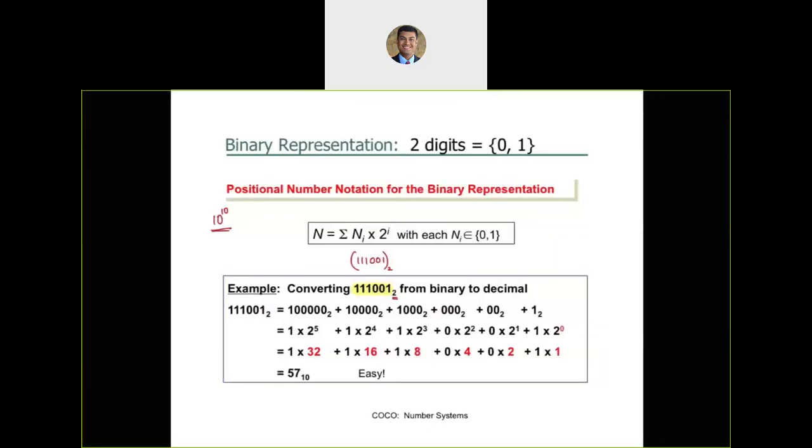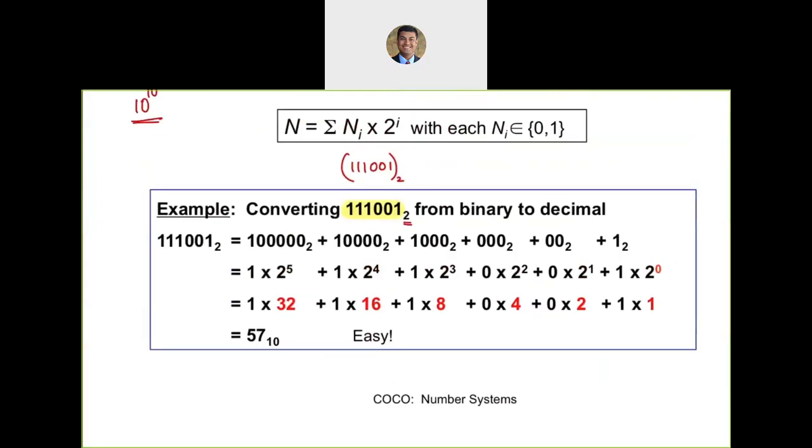Let's move on. Now, coming back to this example where we are trying to convert a binary number, it does look like it's binary because it is zeros and ones. There's no two in this number, 111001. So it belongs to the binary number system. We are trying to convert this binary number to the decimal number system. All we have to do is use positional significance. So take this one, multiply it with 2 raised to 0. Take this 0, multiply it with 2 raised to 1. 0 again, multiply with 2 raised to 2. 1, 2 raised to 3, and so on.